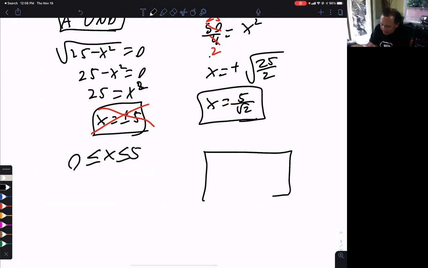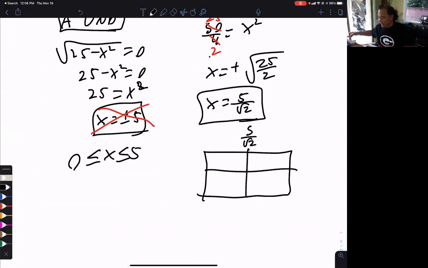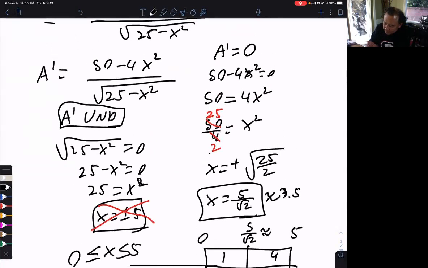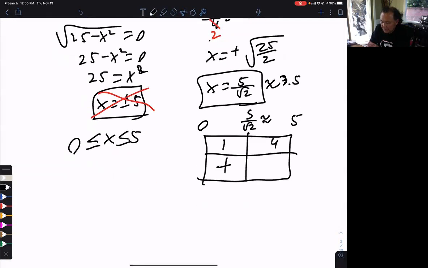So we make a table, 5 over radical 2, and let me get the value of that on my calculator. 5 divided by square root of 2, it's about 3.5. So it's between 0 and 5. I'm going to pick 1 and 4. I like those. Let's plug in 1 to our derivative. 4 times 1 is 4. 50 minus 4 is positive. And the bottom is positive also. So we get positive here.